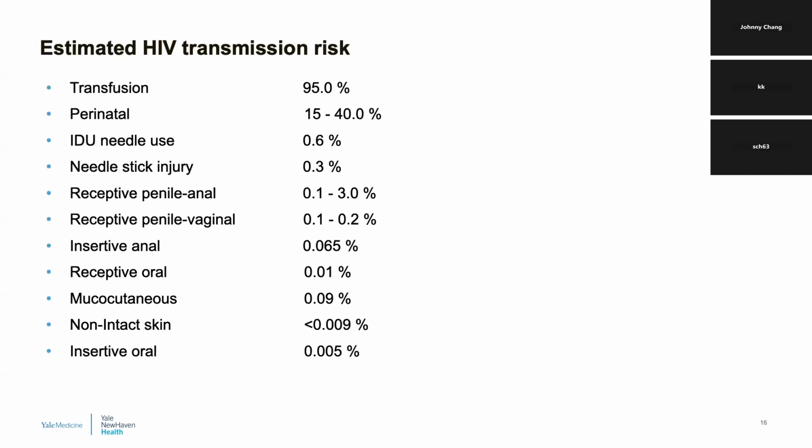And then, we've gone over a little bit of this, but what is the risk of HIV transmission? Transfusion is the highest risk, but take a look at needle stick injury, 0.3%. So again, 1 out of 300 chance, even if that patient is infected with HIV, that a transmission event would occur, which is only a little bit more risky than what we classically think, sexual intercourse or sexual-based transmission.